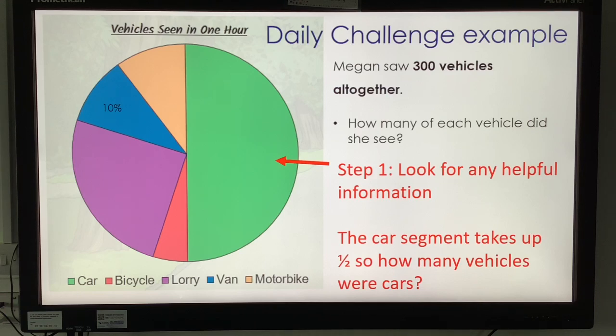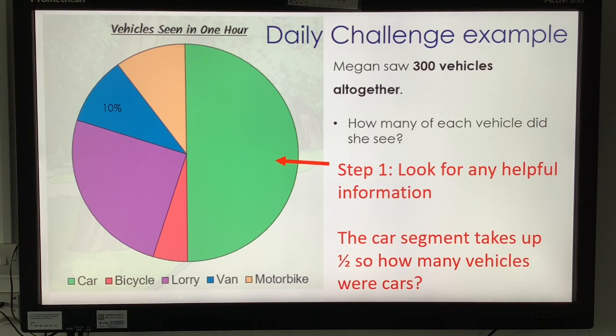So this pie chart represents vehicles seen in 1 hour. And at the bottom you've got a key which tells you what each colour represents. And it says Megan saw 300 vehicles altogether. So we know that our entire pie chart is representing 300 vehicles. And it asks us, how many of each vehicle did she see?